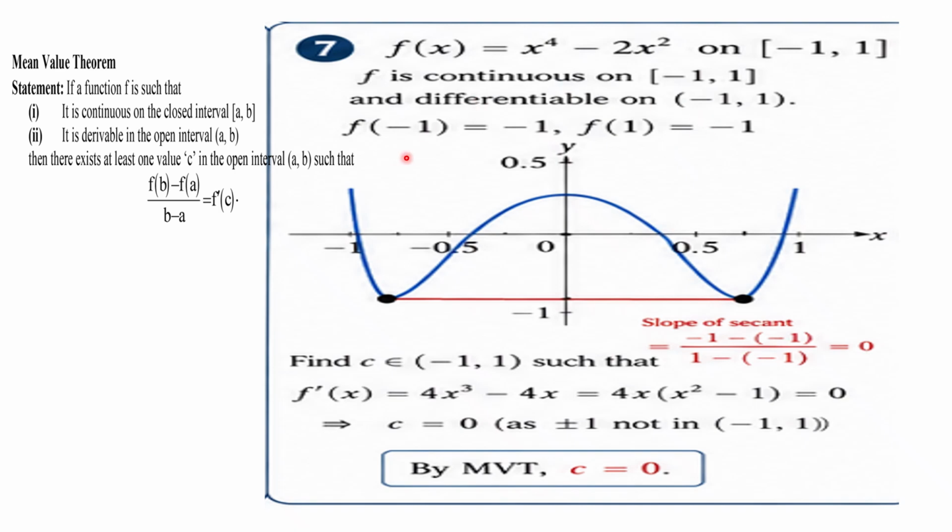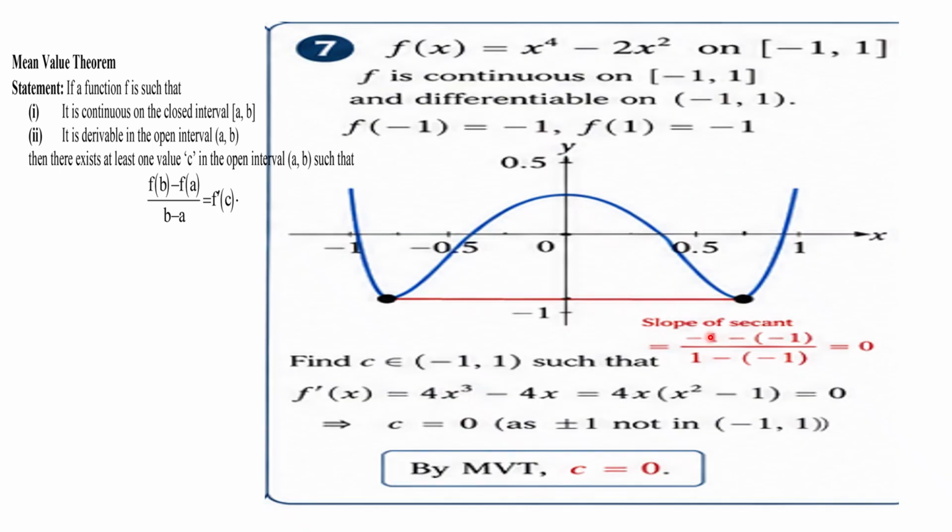So by the mean value theorem, first find f of b minus f of a. Here a is equal to minus 1, b is equal to 1. So f of b, f of 1, here replace x with 1: 1 power 4 minus 2 times 1 minus 2, which is equal to minus 1. Find the value of the function at the point a, which means minus 1. f of minus 1 is minus 1 power 4 plus 2 minus 2, so minus 1.